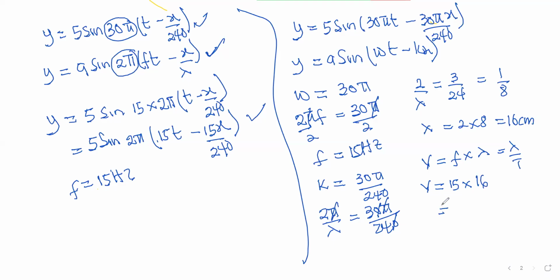So what is 16 by 15? Leslie, what is 15 by 16? Please, 240. 240 centimeter per second. Note that the wavelength is in centimeter, so the unit is centimeter per second.